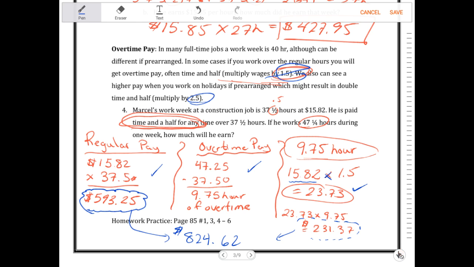1.5, it could be 2.5. The question will tell you. Then you figure out your overtime pay and finally combine them together. Now, I wouldn't blame you if you want to watch that over again, but that's essentially how you will work out your overtime pay. And we'll do some practice with that now.